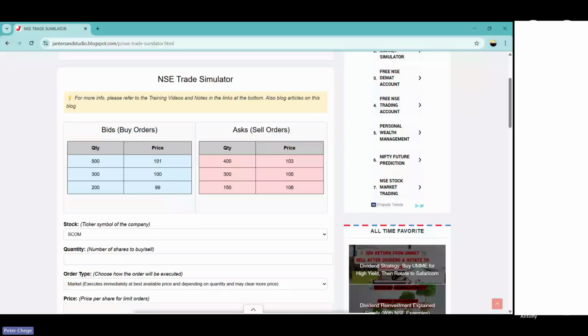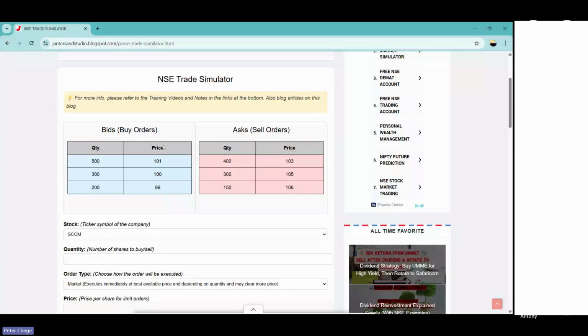Now for market to limit, if I submit 1,000 shares for market to limit to buy, it will come and pick 103 because that is the best price, 400. The balance 600 will not continue executing at other different prices. It will be queued now on the bid side with the price of 103.